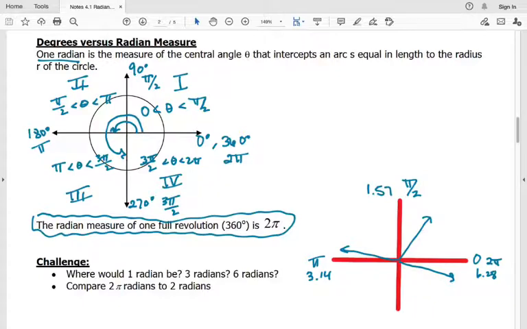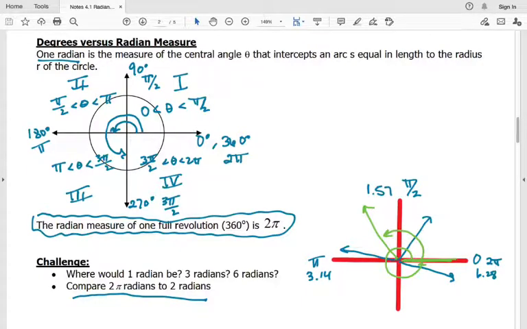Oops, I just realized I didn't answer the second question. It asked us to compare 2 pi radians to 2 radians. So let me change my pen color here. 2 pi radians is going to be right here after you do a full circle, whereas 2 radians would be a little past this 1.57. This would be just 2 radians.